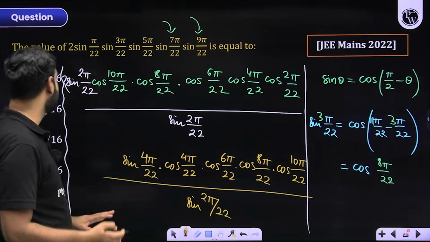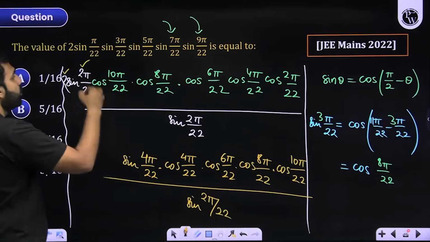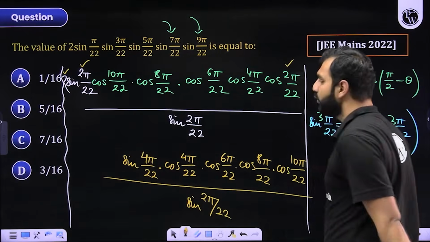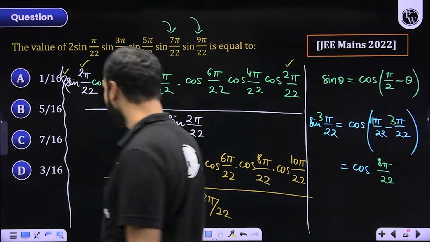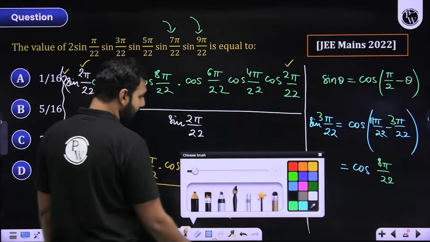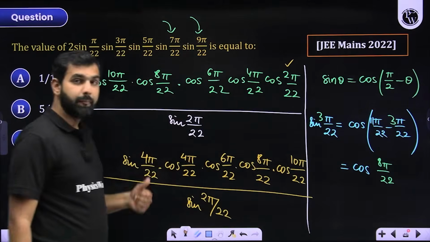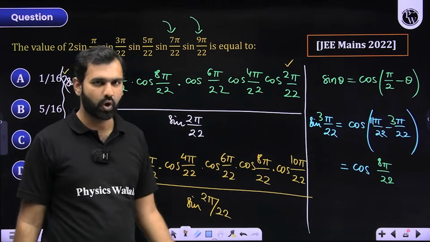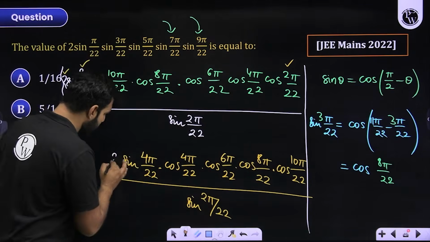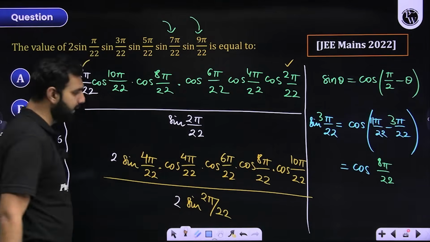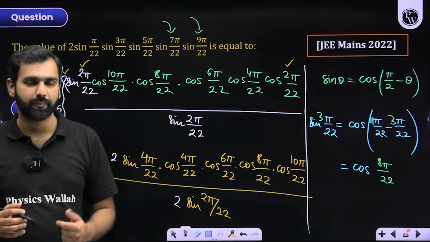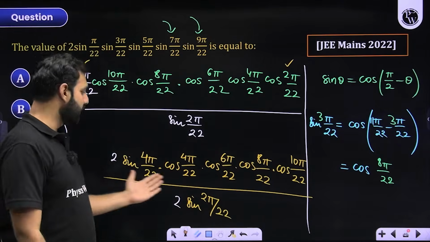I hope you have understood that 2 sine 2 pi by 22 with cos 2 pi by 22 has been converted into sine 4 pi by 22. Any confusions on that? Now, let me multiply and divide this expression, numerator and denominator, by 2. So I'm putting a 2 here, and a 2 here as well. Now, are you not seeing 2 sine theta cos theta, which is again sine 2 theta?